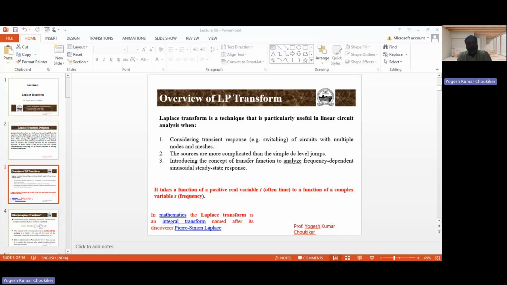You can see that the limit is from 0 to infinity. Your actual f of t function is multiplied with e to the power minus st, and this e to the power minus st is called a kernel. So if we have any function like unit step function, impulse response, or any type of exponential function, if you take the Laplace of that function, it is converted to F of s, and this F of s is the integral from 0 to infinity of the original f of t multiplied with e to the power minus st.